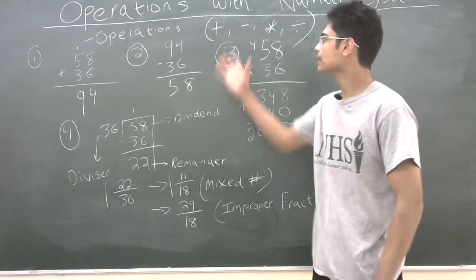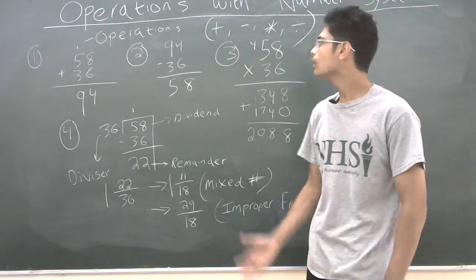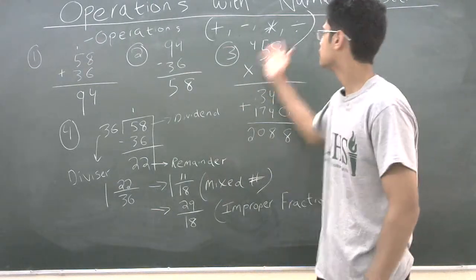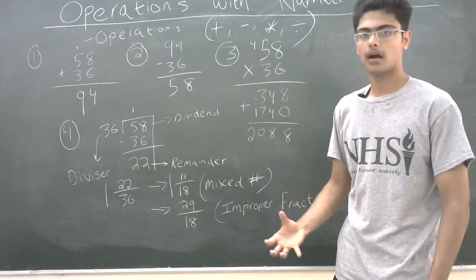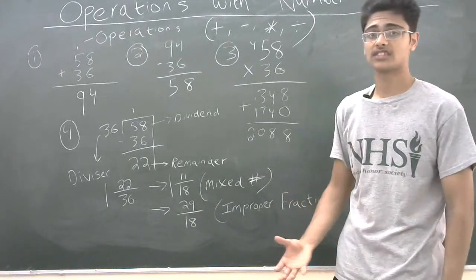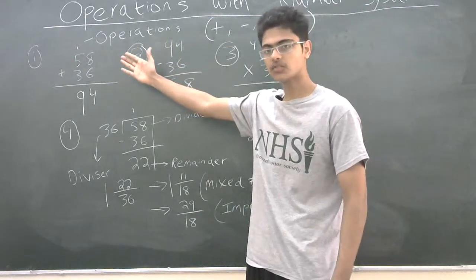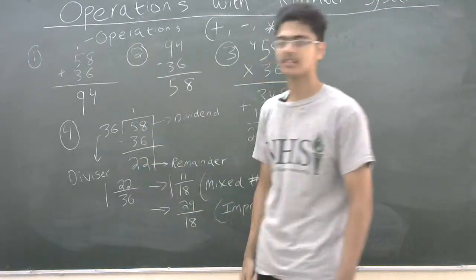So here we have the basic operations, and as we all know, these include addition, subtraction, multiplication, and division. These are the basic operations that we must understand before we do a higher level of mathematics. And so here in the first problem, I have 58 plus 36.